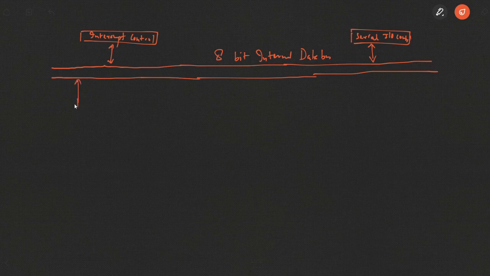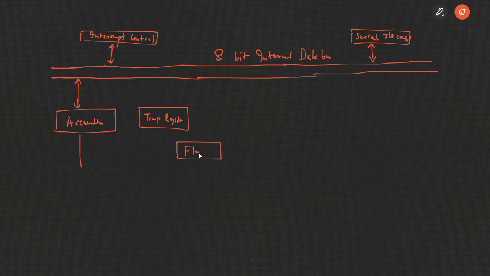We have the ALU unit. The ALU section consists of the accumulator, which is an 8-bit register. Fine. It consists of the temporary register, it consists of the flag registers, and it consists of the ALU unit itself.